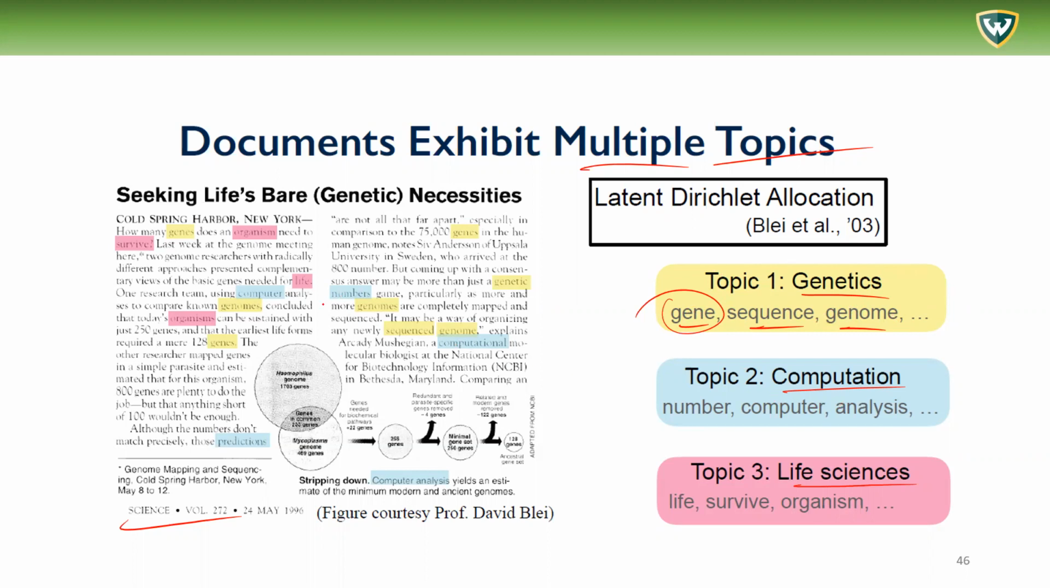Another set of words, such as numbers and computer and predictions and computer analysis and computation, all aggregate or cluster in another set of topics. They all seem to be related to computation. And then other terms such as survive, organism, life, may all cluster as another set of topics. And this identification of these keywords from a set of text into clusters of similar meaning words is called topic modeling.